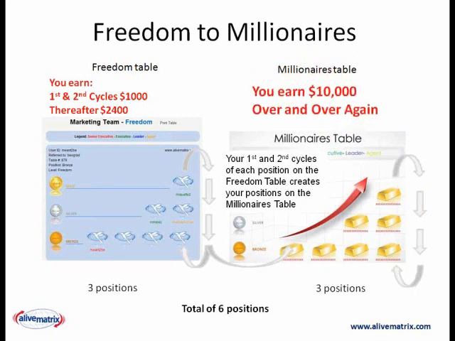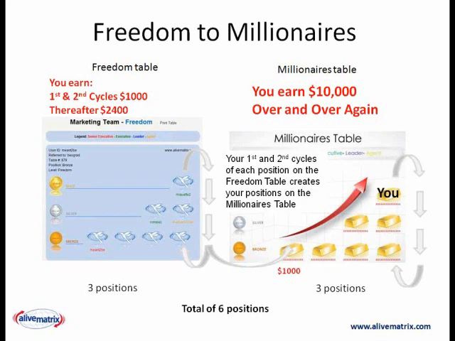So every time you cycle on the millionaire tables, you earn a marketing fee of $10,000 cash, and you can do this over and over again. Now, very important to notice as well, when you are on the gold position, and this doesn't happen only with the millionaire tables, it happens with all the tables. When you are on the gold positions, you don't have to wait until all 4 bronze positions are filled to start to see some cash flow.